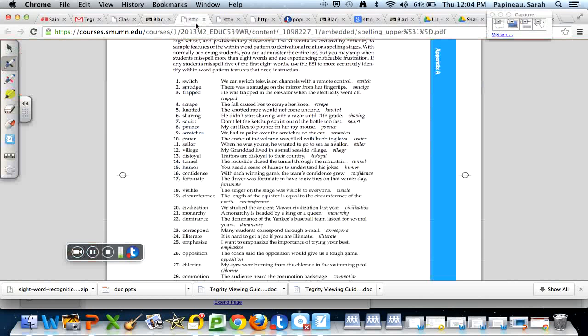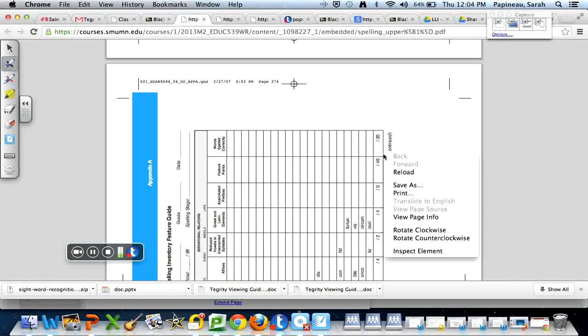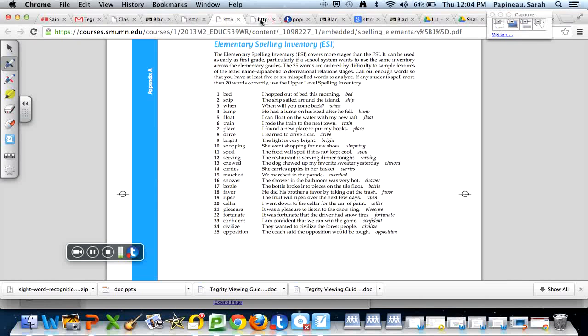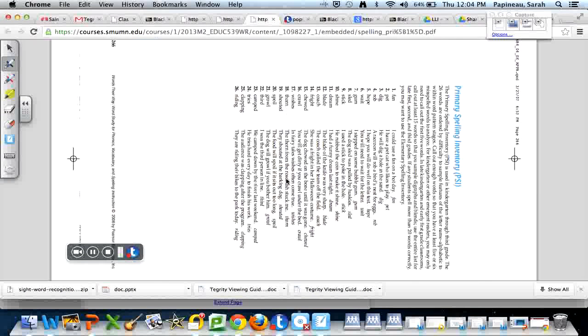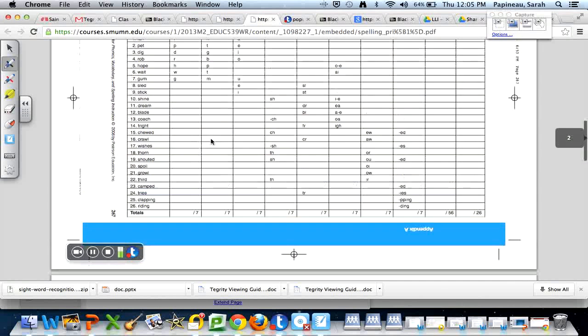So, going back to here, you have an analysis page. I'm going to use the primary one. Sorry about that. You can see that each list has a page for you to analyze. It's called a feature guide, and it follows the Words Their Way spelling stages. So with what we've been talking about in class with the 3 stages, this is really taking those stages and breaking them down even further, and follows what Words Their Way has created as their spelling stages.